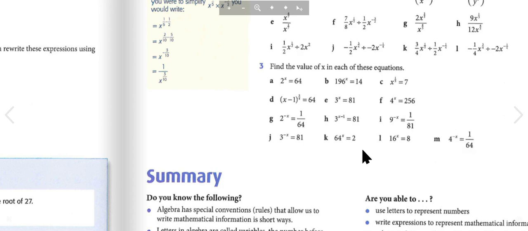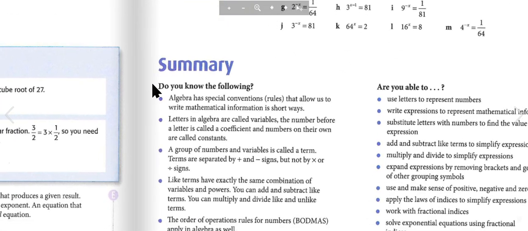So, summary. Do you know the following? Algebra has special conventions or rules that allow us to write mathematical information in short ways. Letters in algebra are called variables. The number before a letter is called a coefficient, and numbers on their own are called constants. A group of numbers and variables is called a term. Terms are separated by plus and minus signs, but not by times or divide signs. Like terms have exactly the same combination of variables and powers. You can add and subtract like terms.